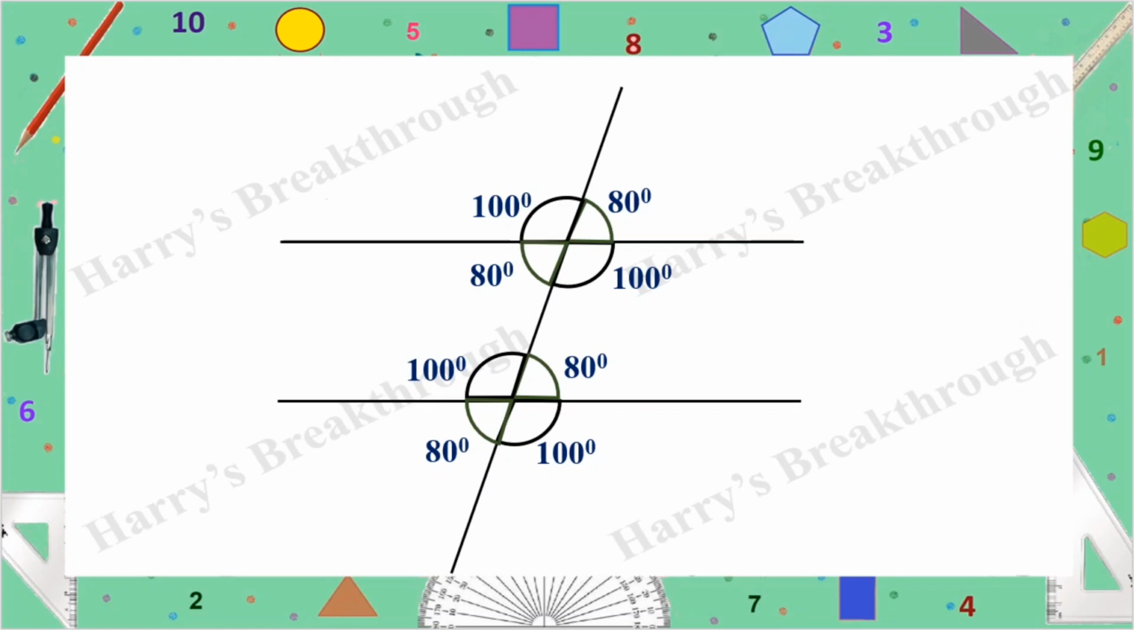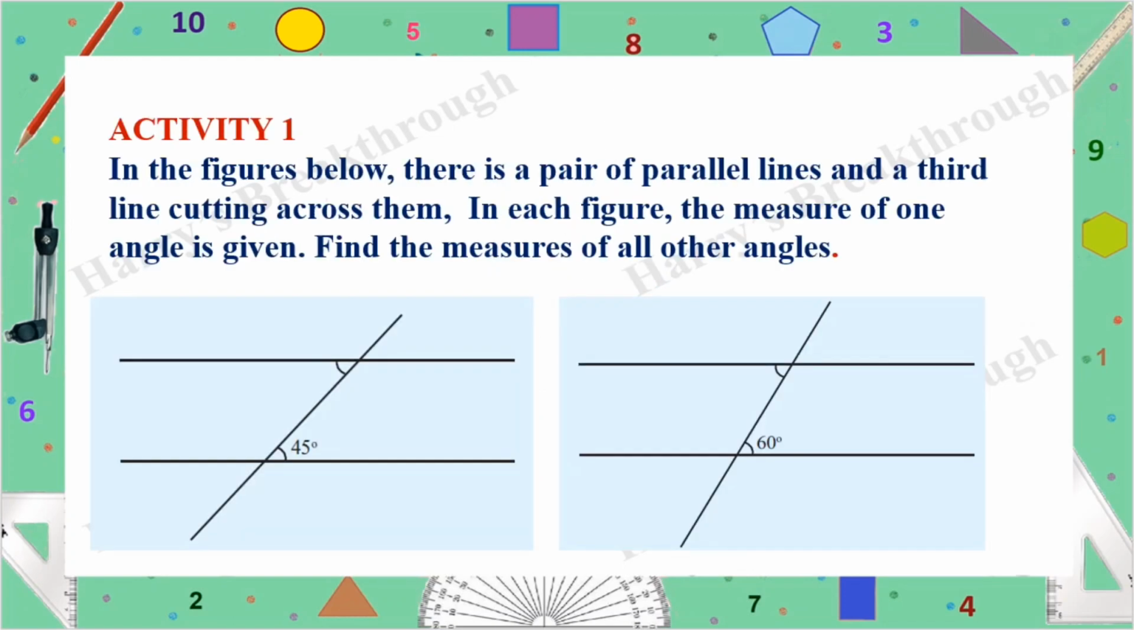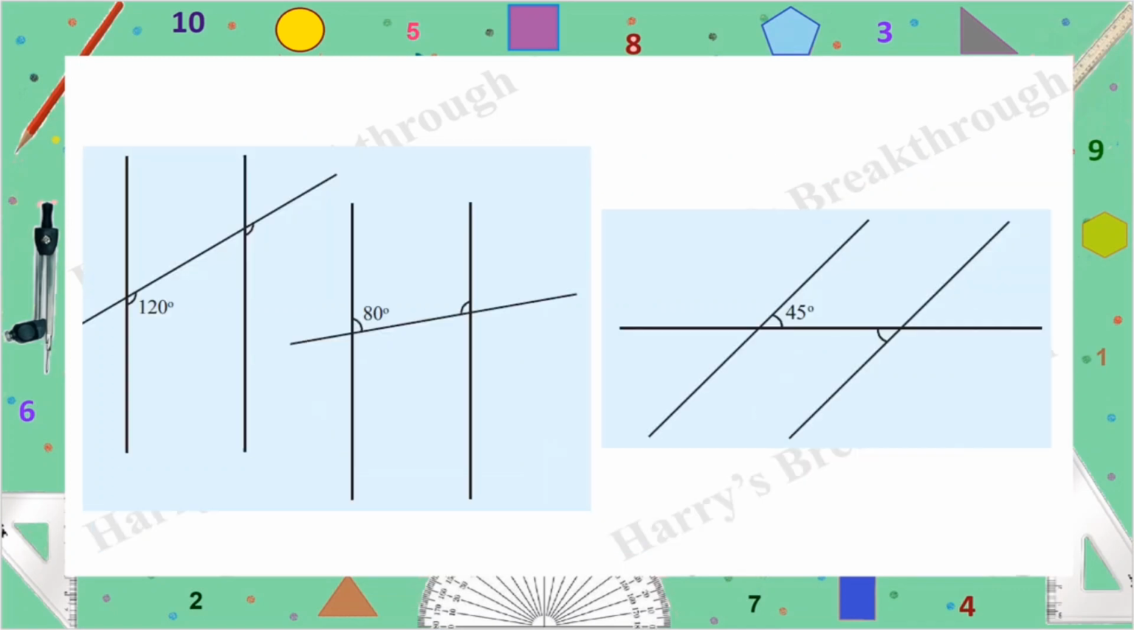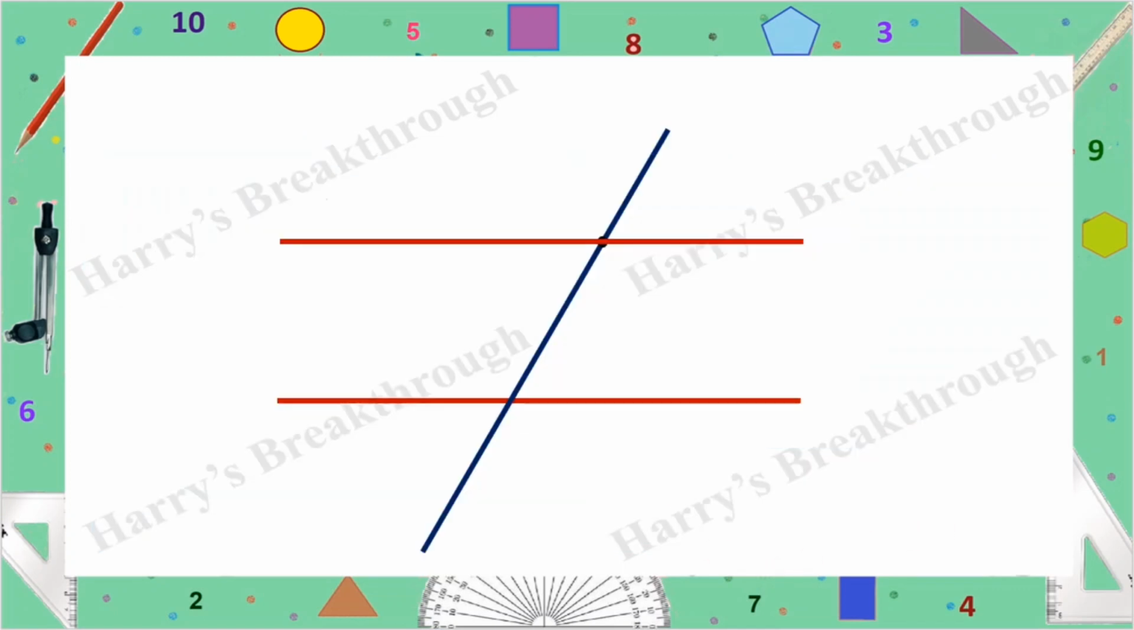So do you understand? Here you have an activity. You can see this in your textbook, page number 21 and 22. In the figures below, there is a pair of parallel lines and a third line cutting across them. In each figure, the measure of one angle is given. Find the measures of all other angles. So in each figure, one angle is given and you have to find all the other angles. So you have to do this.